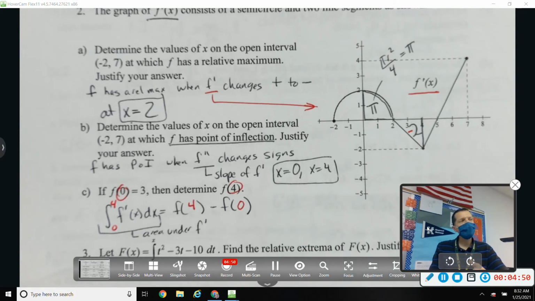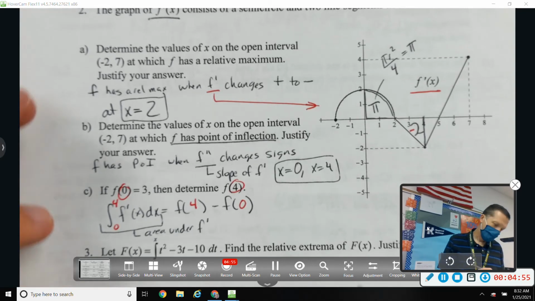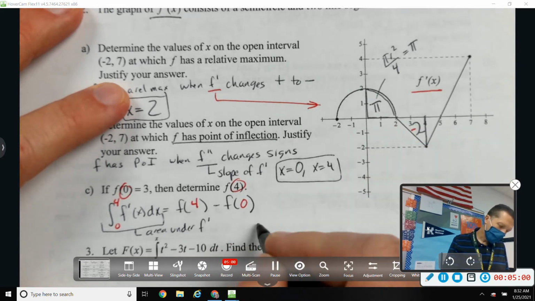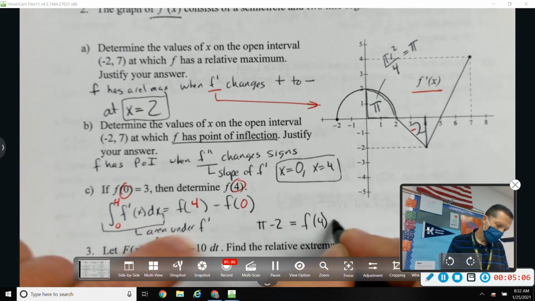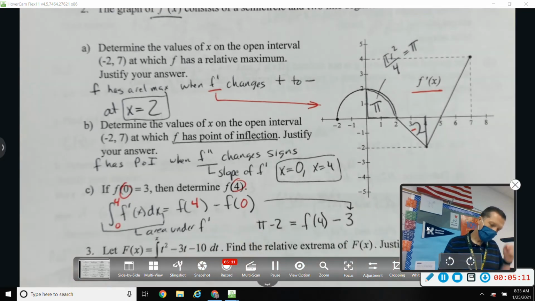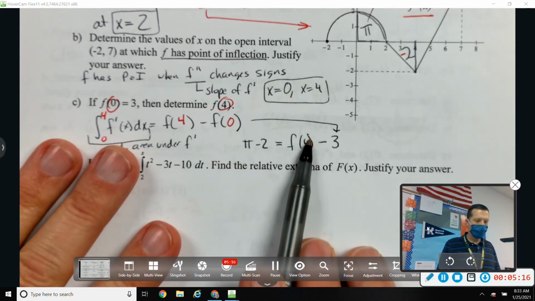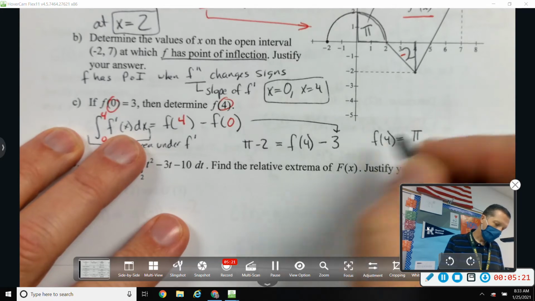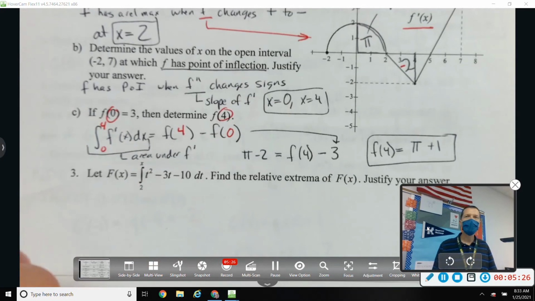Everybody knows that when I say, what do I need to remember? Will you remember it without me saying, what do you need to remember? I hope so. So that means the area from 0 to 4 is pi minus 2, and that equals f of 4 minus f of 0, but f of 0 is 3. That's not quite a safe stop, right, because I have to know what f of 4 is. So I'll move the 3 over. So pi plus 1 is f of 4.